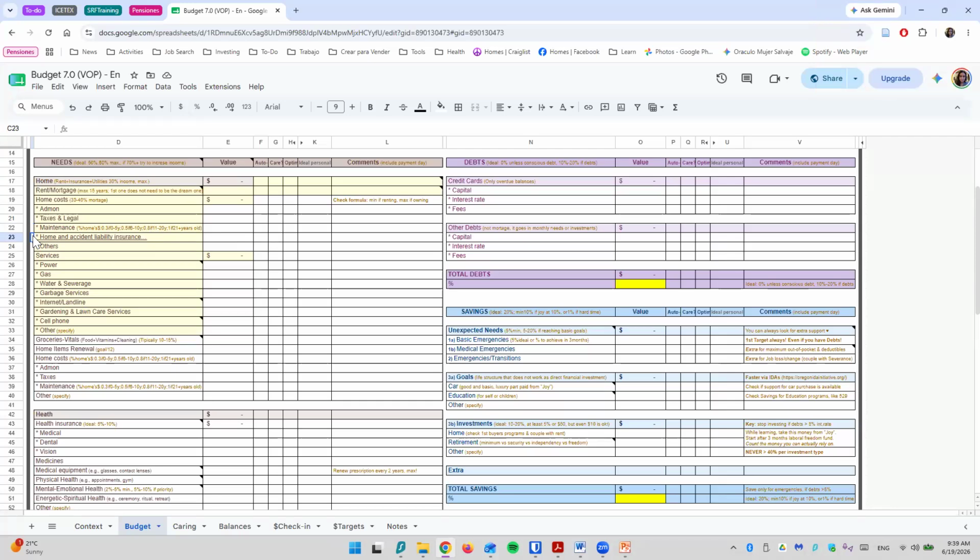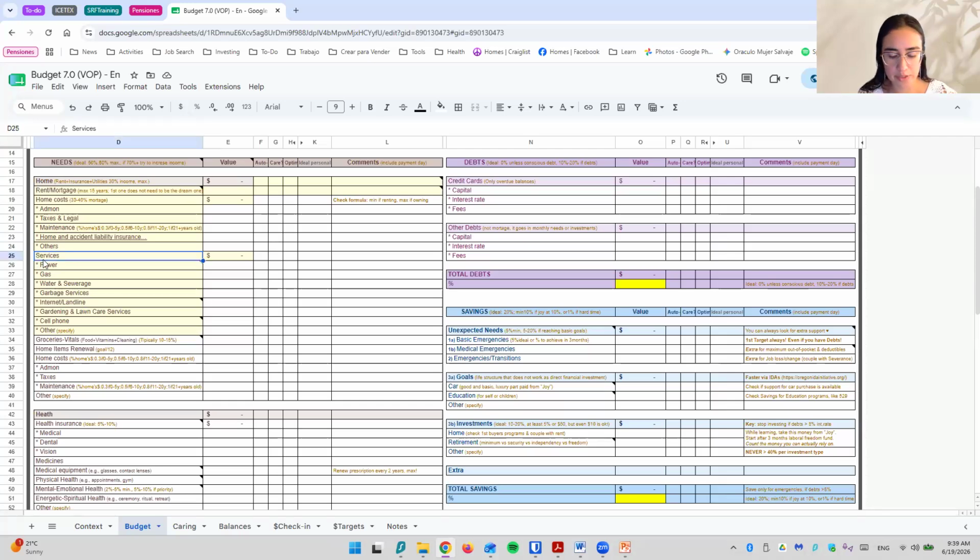Okay, so then we have the category of home and accident liability insurance. If we are renters, it would be renters insurance. If we are owners, it should be owners insurance. And other things that maybe I am not considering, but they are also home costs.